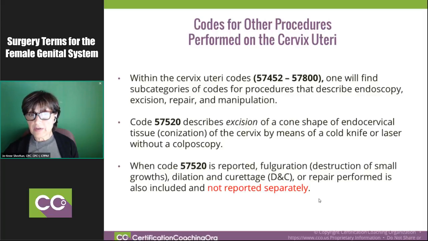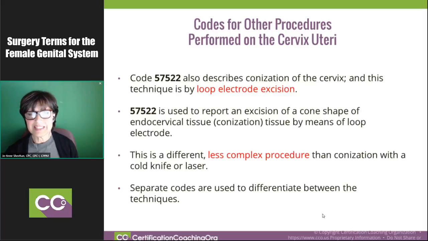When code 57520 is reported, fulguration, which is a destruction of small growths, dilation and curettage, which is your D&C, or repair performed is also included in this procedure and not reported separately. Okay, so it can get a little confusing because you will see different procedures with D&C or fulguration in them, and so you want to make sure that you understand that.